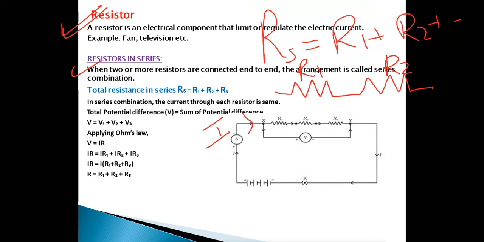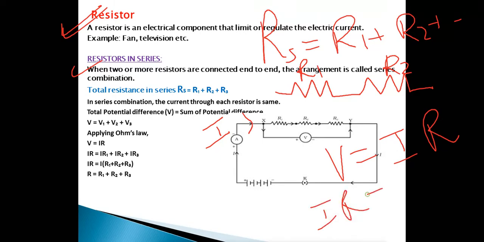So we have read in Ohm's law that V is equal to IR. So in place of V we can substitute IR, and in place of IR we can write IR1, IR2 and IR3. I will be common, I cancels, and at last total resistance R is equal to R1 plus R2 plus R3.